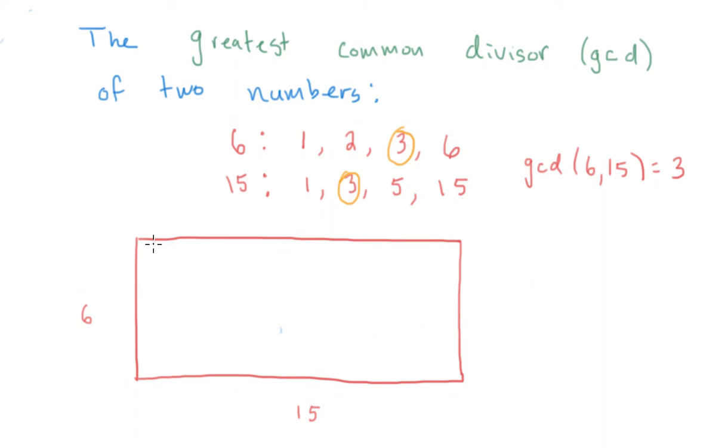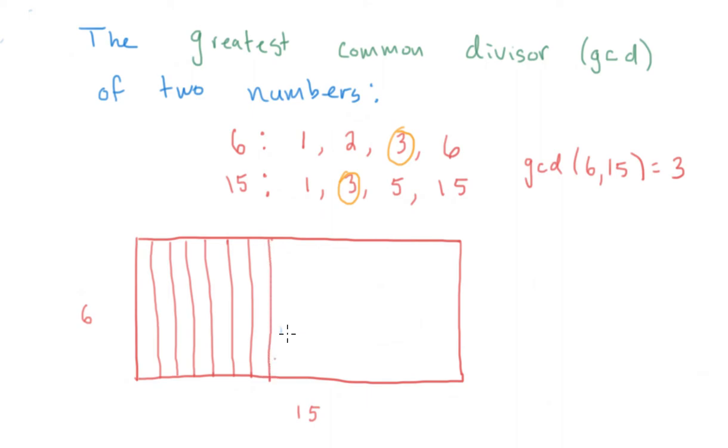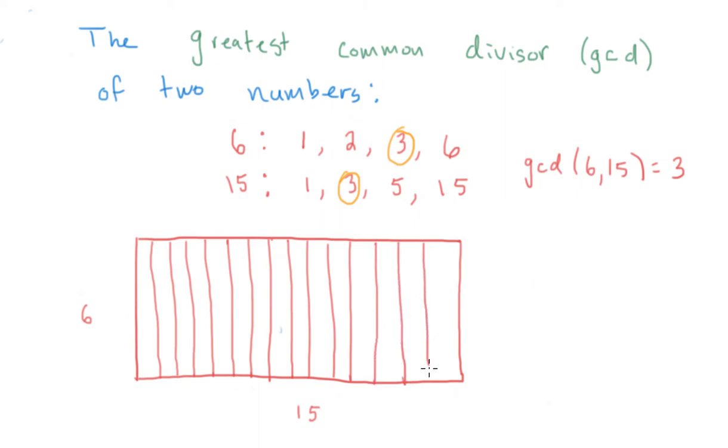We'll have 1, 2, 3, 4, 5, 6, 7, 8, 9, 10, 11, 12, 13, 14. Okay, that wasn't terrible.